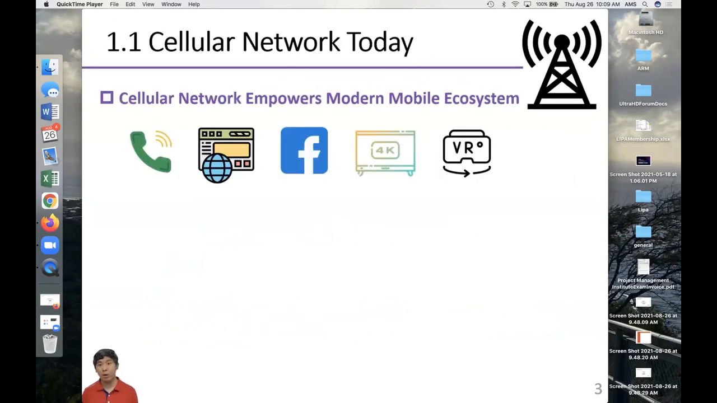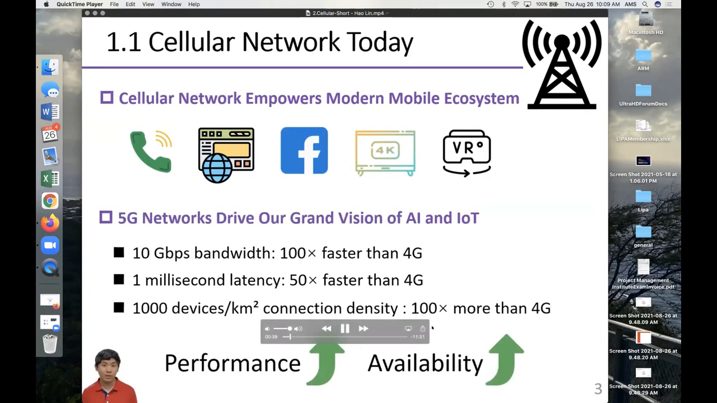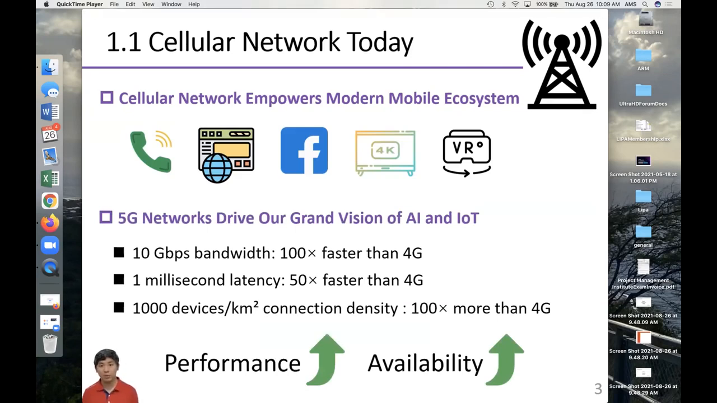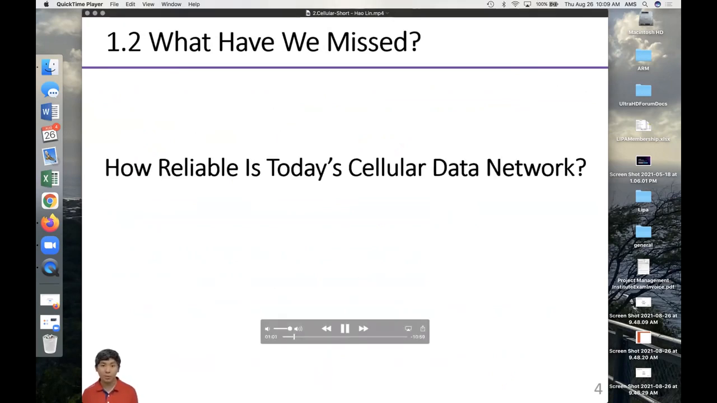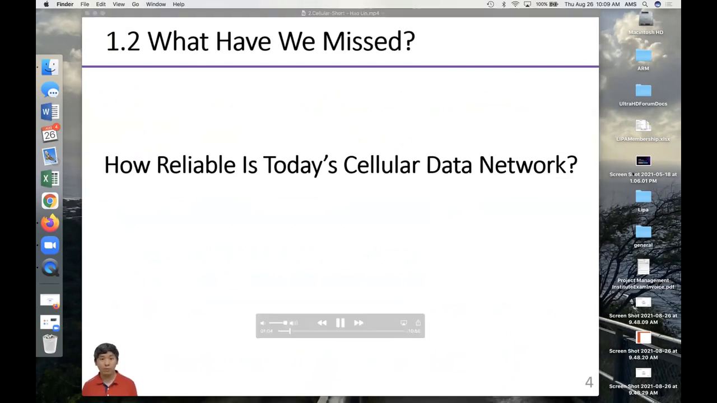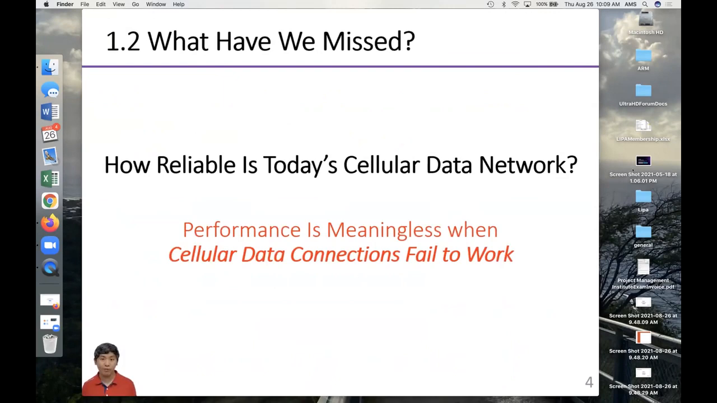From common activities to emerging applications such as 4K video streaming and AR, VR, cellular network lays the foundation of today's mobile ecosystem. With the recent advent of 5G technology, we have started to realize even higher bandwidth and lower latency networks, which significantly outperform 4G networks in both performance and service availability. However, while we have been mainly focusing on performance and availability, another important question seems to be overlooked. That is, how reliable is cellular network today? After all, performance is meaningless when cellular data connections fail to work.